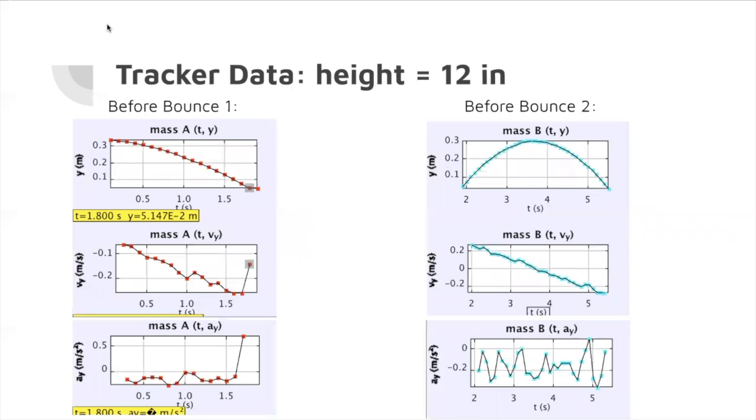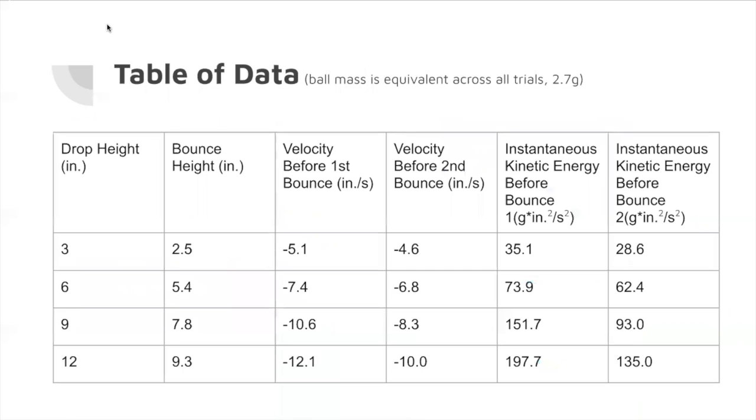And you can see in each of them, there are some consistencies for the y component of position and velocity. It's very much as expected with the parabola or half parabola for position. And then with velocity, you can see it's almost a constant line with a negative slope. And then for acceleration, however, it's a little bit more varied. We wanted to see a line with a constant slope, but it's a little bit more varied than that. And then here's our table of data. We put in the drop height, bounce height, velocity before each bounce, and instantaneous kinetic energy before each bounce.